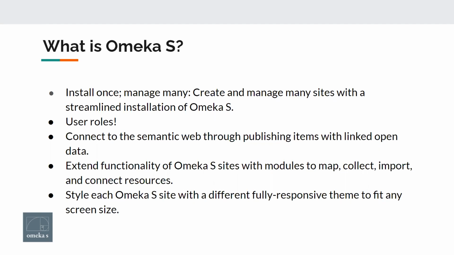You can also connect to the semantic web through publishing items with linked data, and we'll talk a little bit more about that in just a few minutes. And then one of the features of all the Omeka products is that you can extend that functionality with modules. And so things that you could do would be, you can create a map, you can use modules to import content from other places. We'll talk about this a little bit more in a second. You can also use different vocabularies, and we'll talk about that a little bit in a few minutes too. You can also style each site differently.